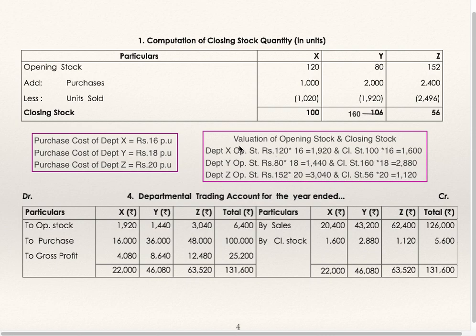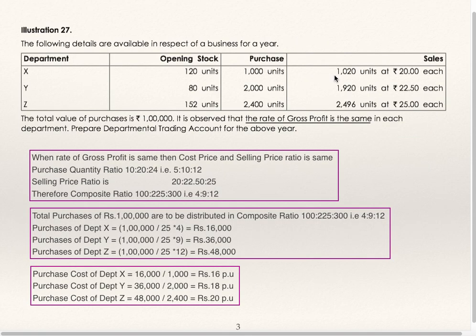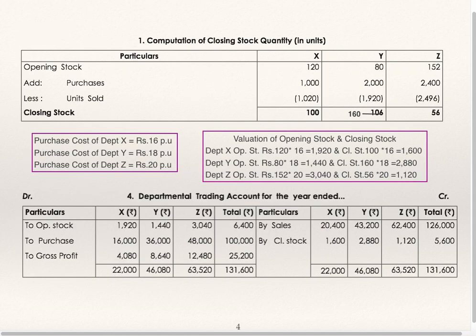Now these we will use in our trading account. To opening stock 1920, 1440, 3040. By closing stock 1600, 2880, 1120. Sales are already given in the question: X 1020 into 20, Y 1920 into 22.5, Z 2496 into 25. These are the sales. Purchases we have found out: 16,000, 36,000, 48,000. Balancing figure is gross profit.